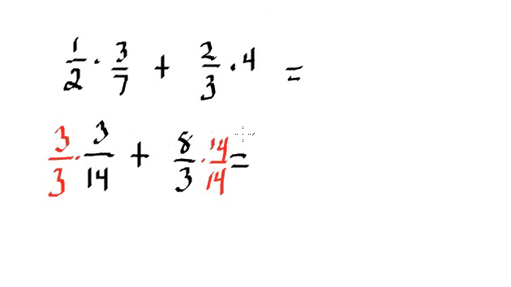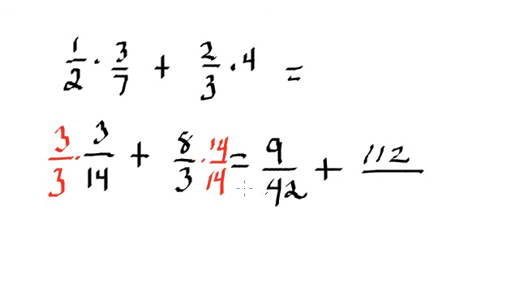Okay, so 3 times 3 is 9. Now, 3 times 14, what in the world is that going to be? Well, we should come up with 42 on that. Plus, and 8 times 14 is a nice big number. Well, it's big compared to the numbers we've been working with. And of course, I'm going to rewrite this 42 here. So now we have a common denominator.